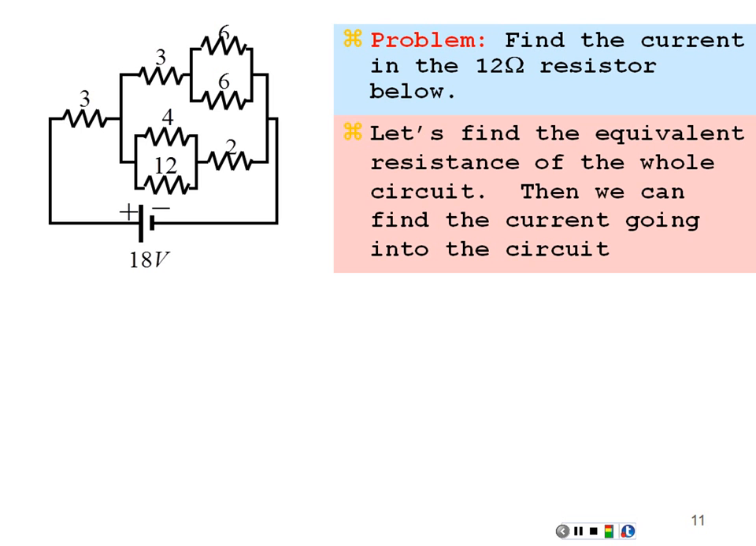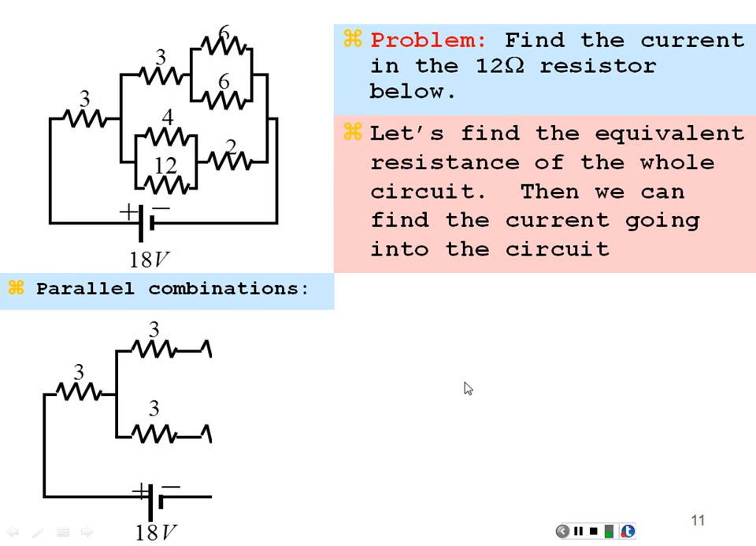And so for the 6 in parallel with the 6, I'm going to have product over the sum, 6 times 6, 36, over the sum, 6 plus 6, 12. 36 divided by 12 will be 3. So the equivalent resistance of this parallel combination will be 3. And with the 4 and the 12, I'll have 4 times 12, 48, over 4 plus 12, 16. 48 divided by 16 is 3 as well. So my new circuit will look like this. Just substituting in for those parallel combinations, 3 and a 3, I got this.